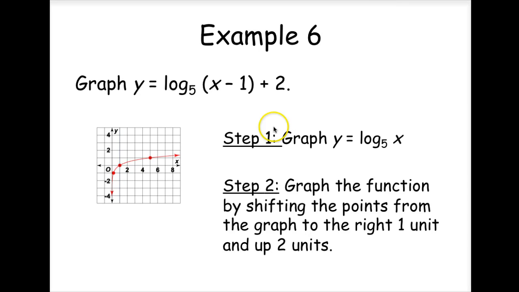Then simply by shifting the points from the graph 1 unit right and up 2 units, you can graph y is equal to log base 5 of x minus 1 plus 2. Okay, let's practice a little bit on our own.